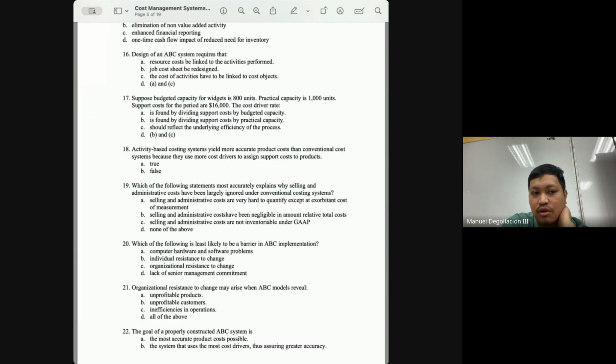Number 18, true or false, activity-based costing systems yield more accurate product cost than conventional cost systems because they use more cost drivers to assign support cost. This would be false, class, not necessarily that it would lead to more accurate, class. Delta, B and C.